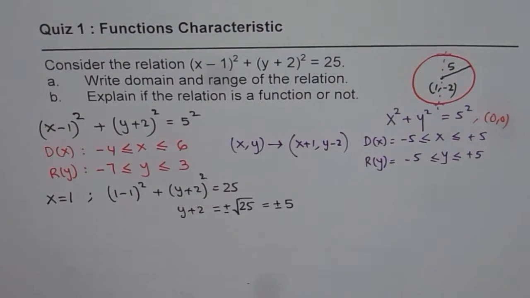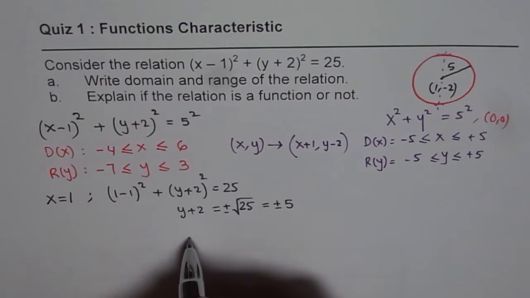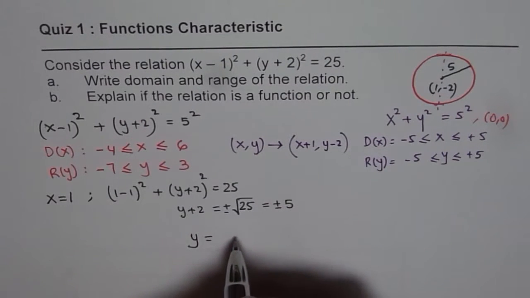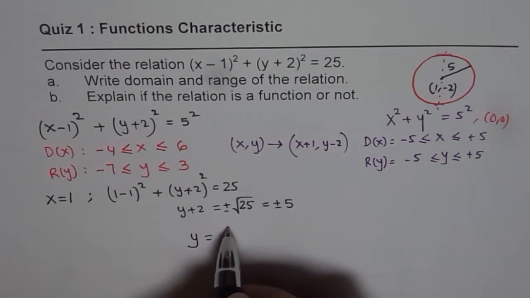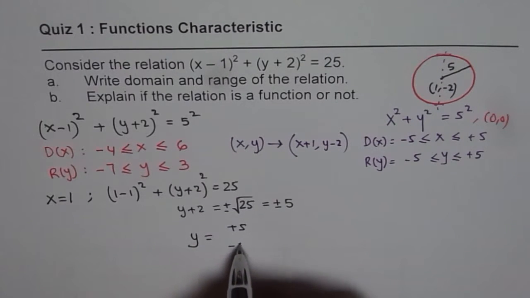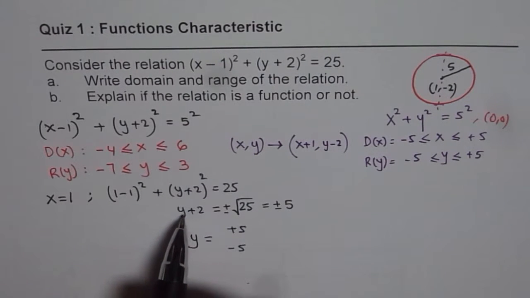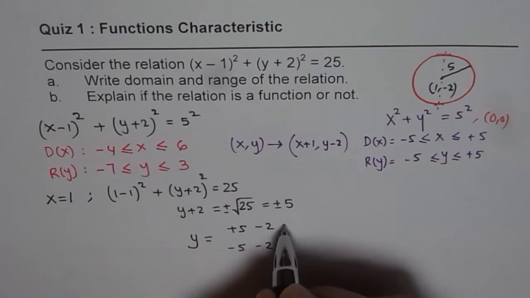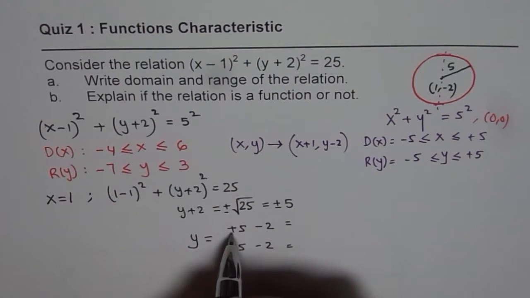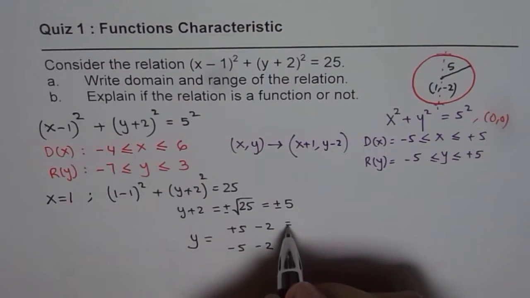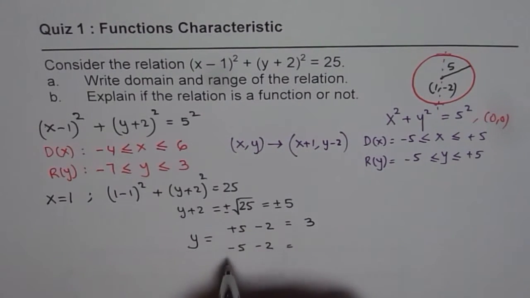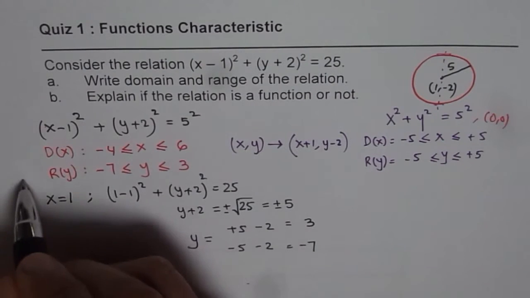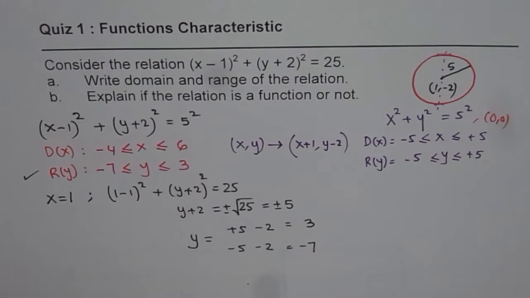Is it okay? Now from here, what is y equal to? So y is equal to, either you can consider plus 5 or minus 5. In both cases we have to do minus 2, right? Minus 2, minus 2. So we get two values of y which are plus 5 minus 2, that is the maximum, 3, and minus 7, right? So the same answer, correct?